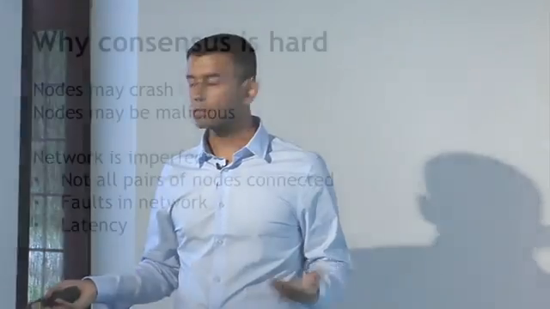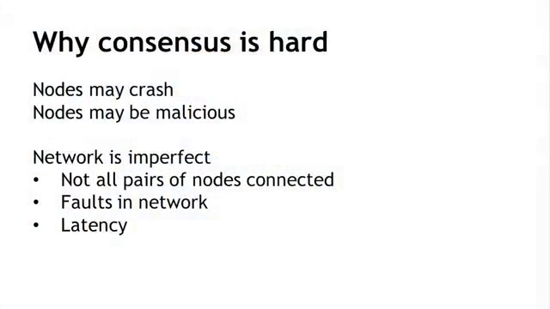Nodes might crash and nodes might outright be malicious. But also because the network is highly imperfect. It's a peer-to-peer system. Not all pairs of nodes are connected to each other. There could be faults in the network because of poor internet connectivity and so on. And finally, there's going to be a lot of latency in the system because all of these things happen over the internet. They're not even within a single data center or something like that.